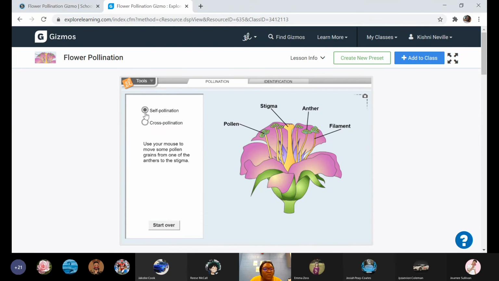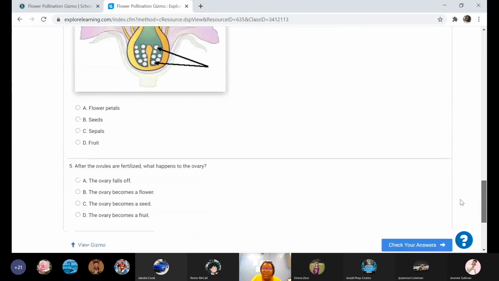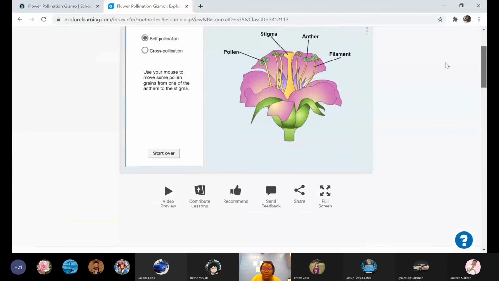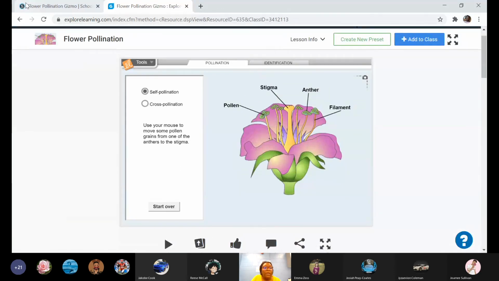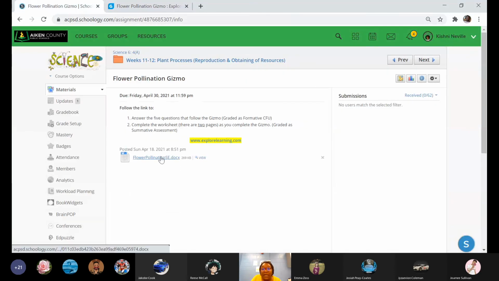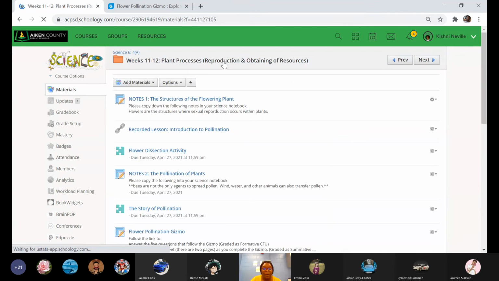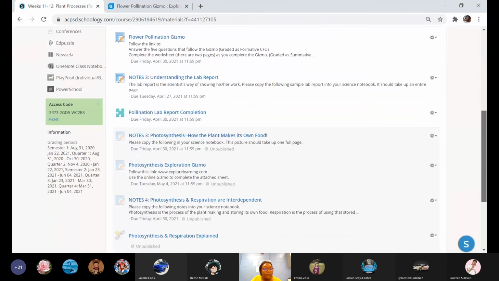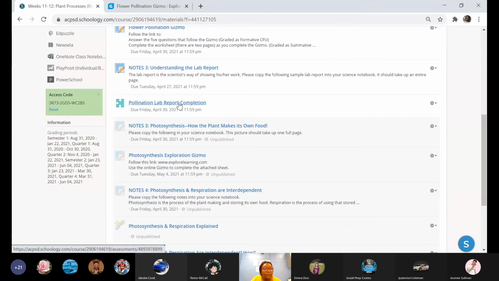You're going to answer those 5 questions that are below it. All of the answers you can do, as long as you're making sure that you're doing this as well. You're going to complete the worksheet here that you need to download, and you're going to submit that worksheet here. That's your first assignment, the flower pollination gizmo. Your second assignment, I need everyone listening, is the Pollination Lab Report.